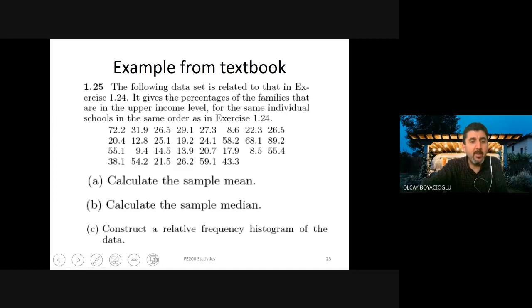All right, it tells us the following data is related to exercise 124. Okay, that's not important for us. Here, it gives the percentage of the families that are in the upper income level for the same individual schools in the same order as in exercise 121. These are not important for us again. What is important here is that it is telling us the percentage of families that are in the upper income level. And it's talking about some schools as well.